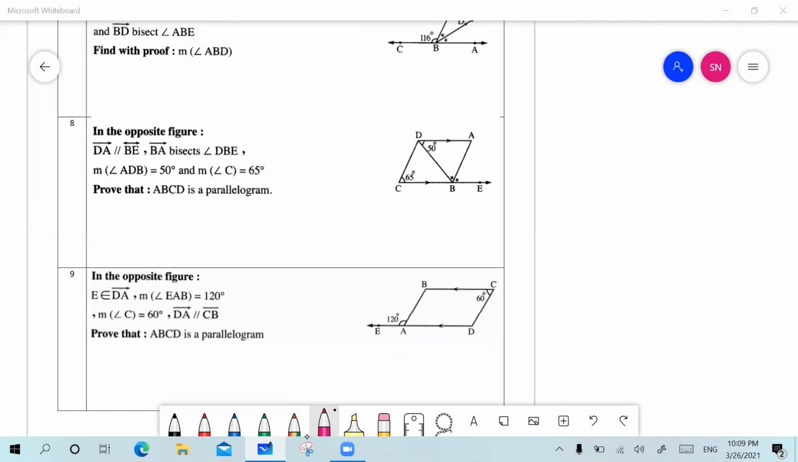Okay. Now a small change in the question next to this one. I am telling you that ABCD is a parallelogram. I want to find the measure of angle A. I want to find the measure of angle CDB, and I want to find the measure of angle EBA.